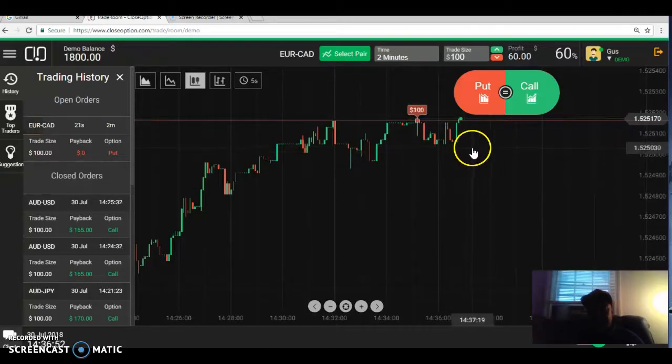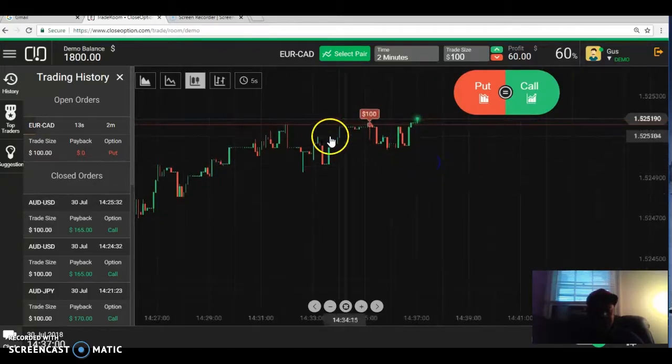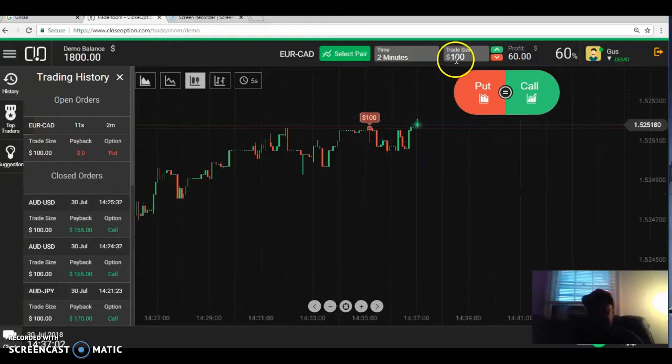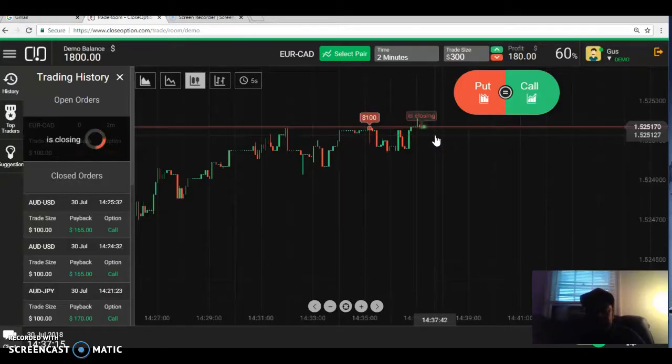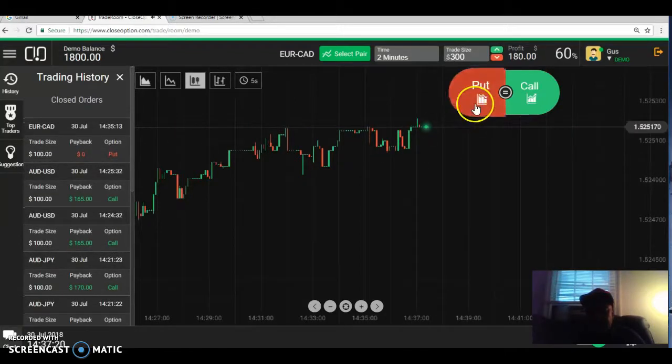Okay, this currency has kind of worked against me a little bit. Another strategy I use: all right, I've got 13 seconds on this trade. I think it's going to lose. So basically, what I'm going to do is double up on the trade. I lost that trade just by a slight bit. What I'm going to do is double up on the trade, so that way I recover.